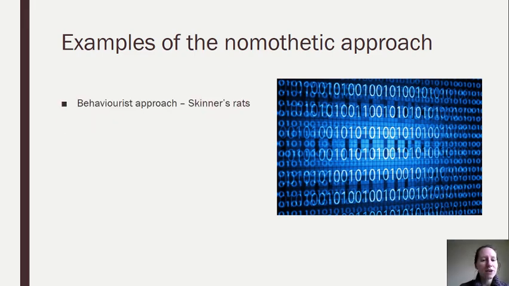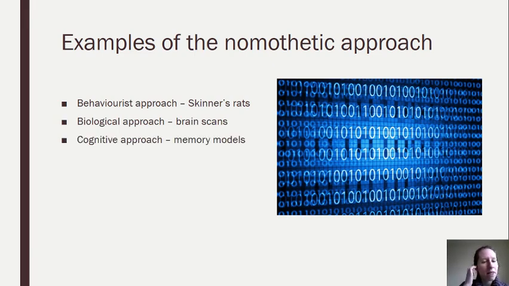And examples of the nomothetic approach, we've got the behaviourist approach, Skinner's rats. He tested all of that on thousands of rats to find his results. In the biological approach, hundreds of people were brain scanned to make generalisations about localisation of function. In the cognitive approach, the memory models were established only after hundreds and thousands of people had been tested in lab conditions, and so the memory models could be generalised from these results.